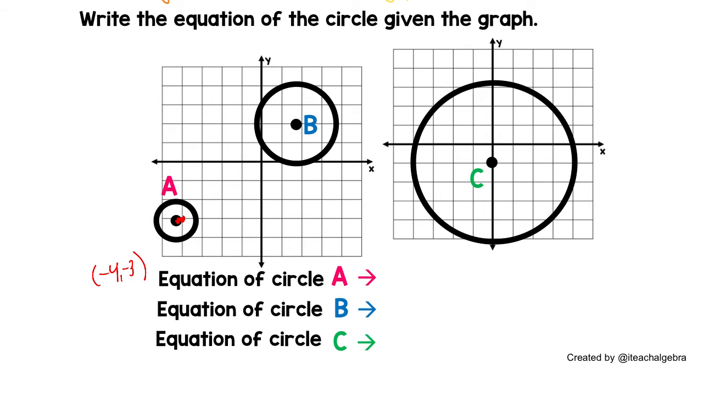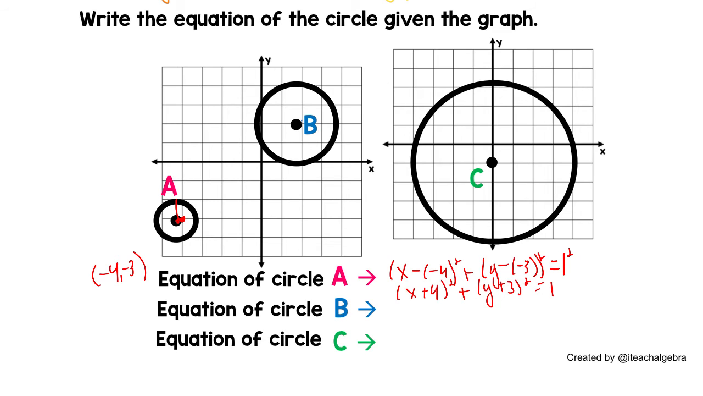So let's write this equation. X minus -4 squared plus y minus -3 squared equals, our radius is 1. So when we simplify, we get x plus 4 squared plus y plus 3 squared is 1.